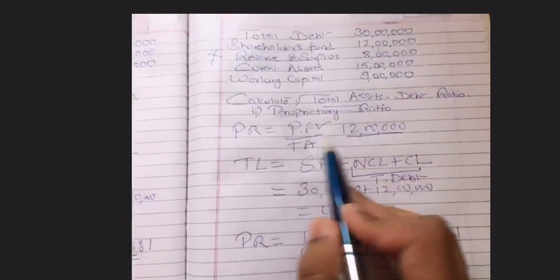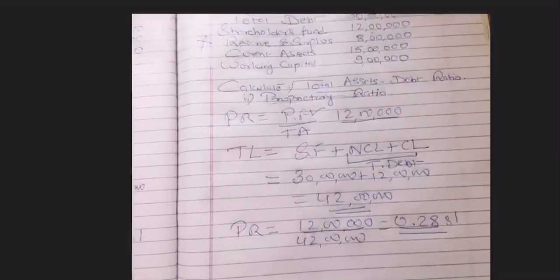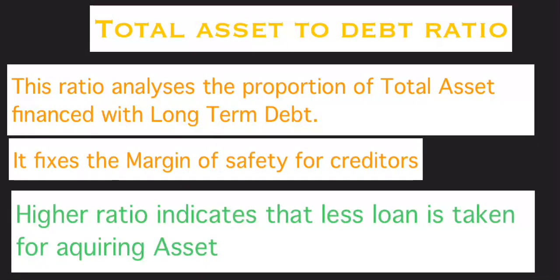Okay, so in this way we will calculate the total proprietor's fund and total assets. These are the typical kind of questions which we have to solve. Now coming to the next category of ratio, solvency ratio, that is the total assets to debt ratio. What is the meaning of total assets to debt ratio and what is the purpose of this ratio?